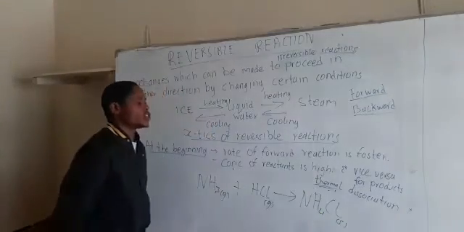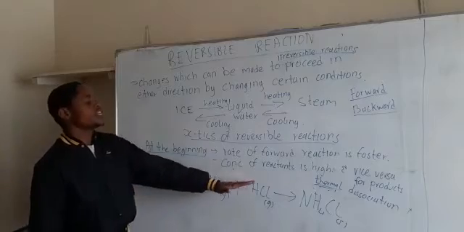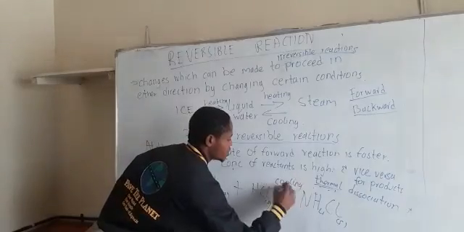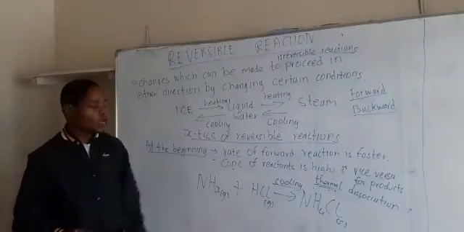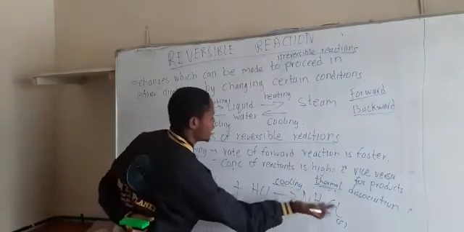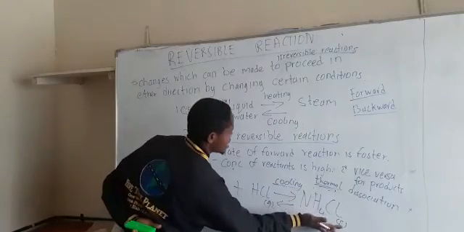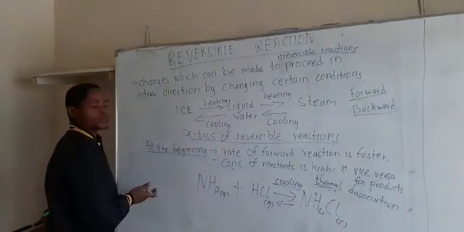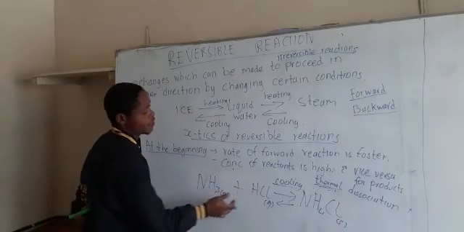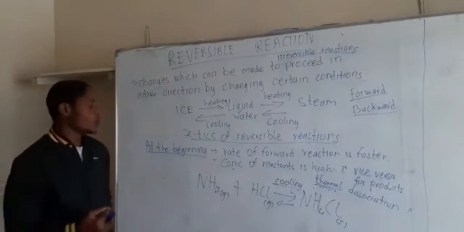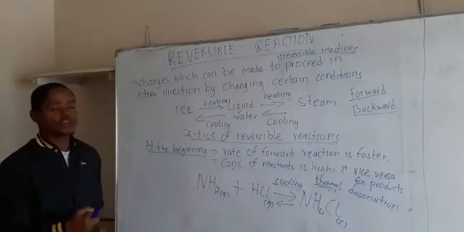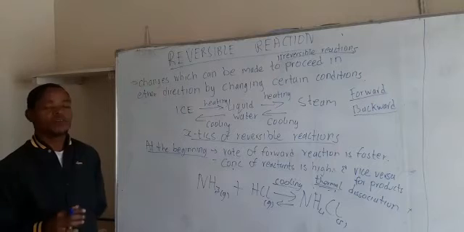ammonium chloride. So the backward reaction, if the condition changes here, remember here we were cooling. In order for the forward reaction to occur, we need to cool. If we get to the ammonium chloride and the condition changes, then the ammonium chloride will start dissociating to form our two substances here.